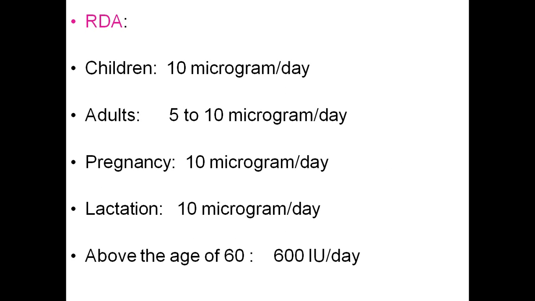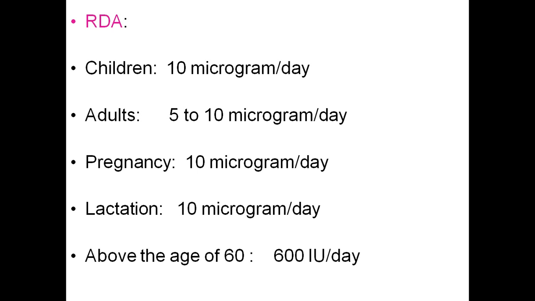Now RDA, recommended dietary allowance. What is the RDA for vitamin D? In children, it is 10 micrograms per day. In adults, it is 5 to 10 micrograms per day. In pregnancy, the requirement is 10 micrograms per day. In a lactating mother, 10 micrograms per day.